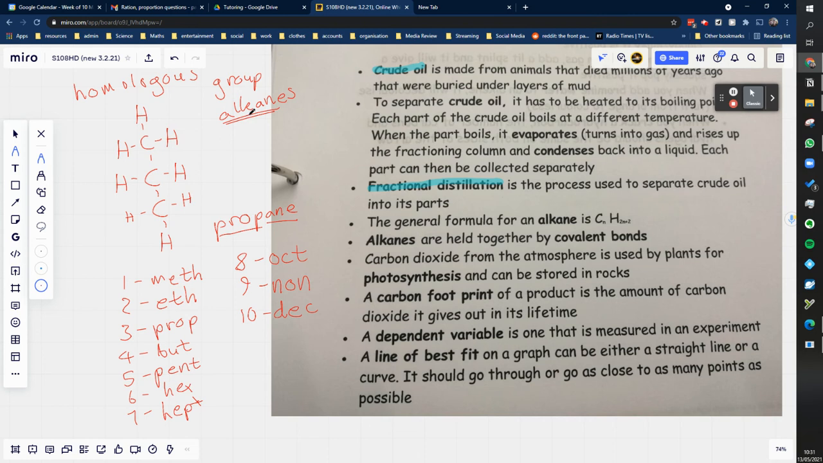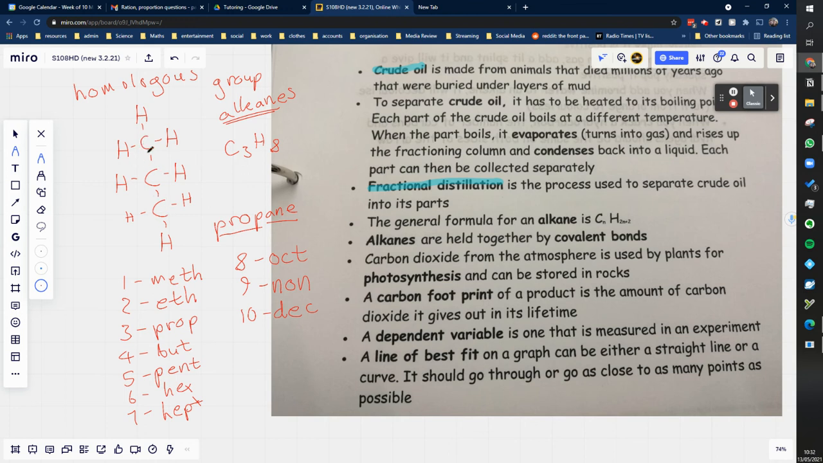So an alkane is a chain of carbon atoms with hydrogens on all the spare bonds, as simple as that, right? So let's have a look at what the formula would be. Well, in this case, this propane formula is C3H8, isn't it?